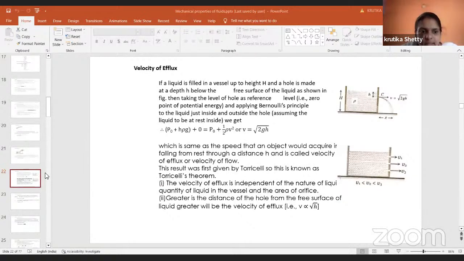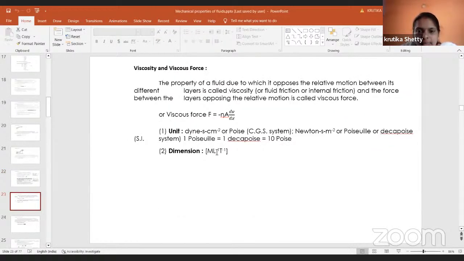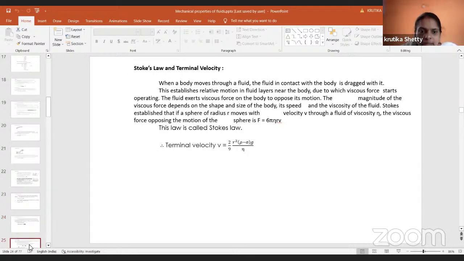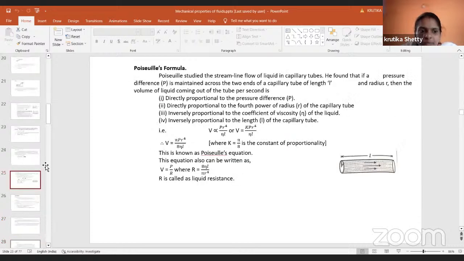This lesson is a little tough, so just go through the questions and formulas. I'll explain the concepts once again while solving the questions. So here are viscosity, viscous force, unit, dimension formula, Stokes law, terminal velocity. I am just confirming with you.